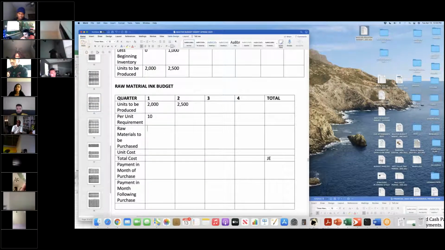So how many ink cartridges are you gonna need? Ink is 5 per unit. Is it 5? It's 5, yeah, 5 per book. Okay. So you're gonna need how many ink cartridges? 2,000 times 5 is 10,000. What's the unit cost of the ink? $10 per unit. So 10,000 ink cartridges at $10 is 100,000.